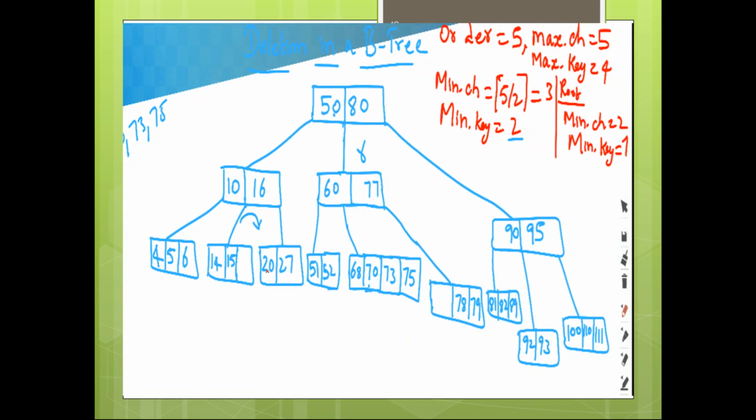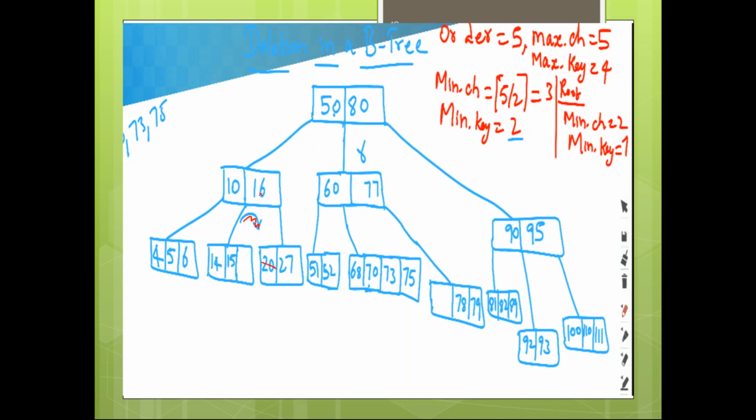Here is 20. Now if you delete 20, this node will become deficient. It has only a left sibling, can it borrow? No, it cannot borrow. So what should we do? We should merge. For merging, we have to identify the middle key in the parent.